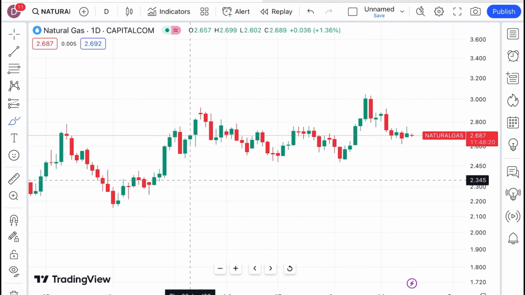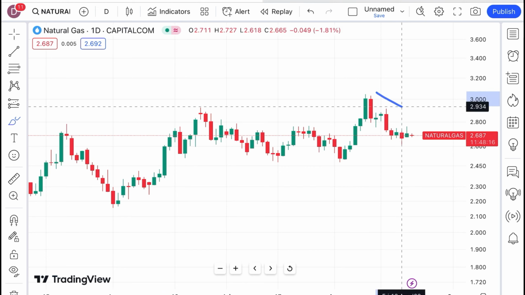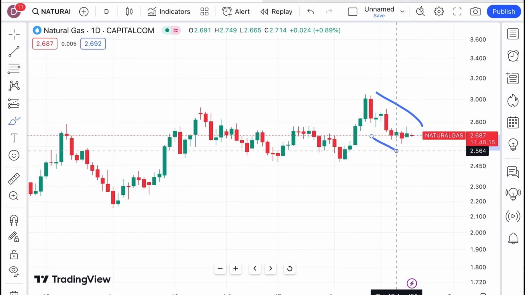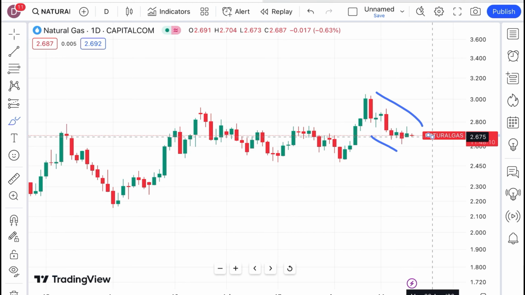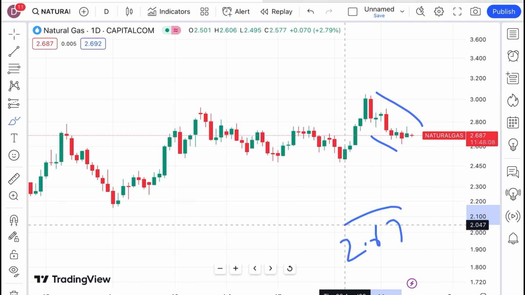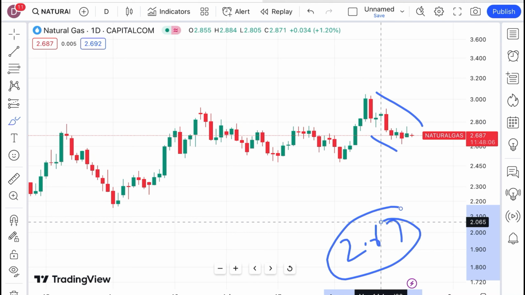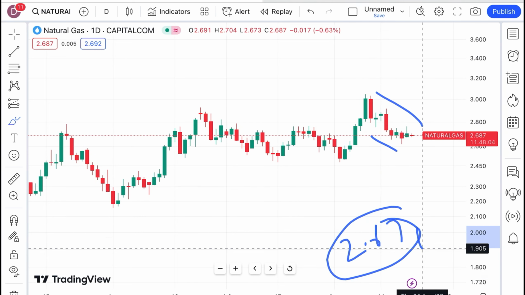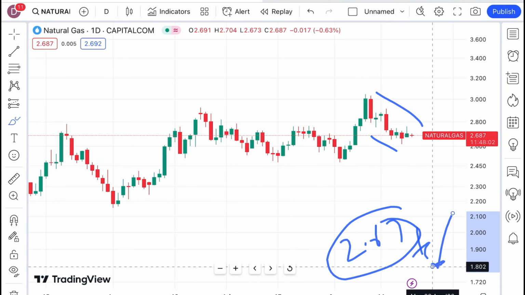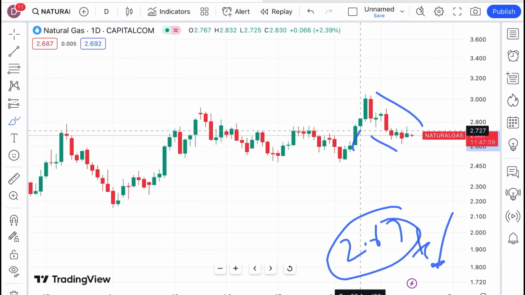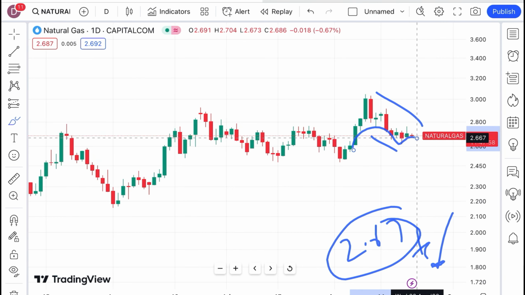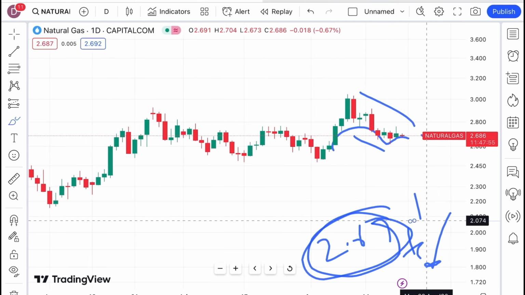Now if you look at this particular trend, the overall trend is downside in natural gas. As soon as it started moving below the level of $2.67, which is a weak support, chances are very high it will go further down, because an opposite trend is forming, so chances are very high it will move further low, okay.